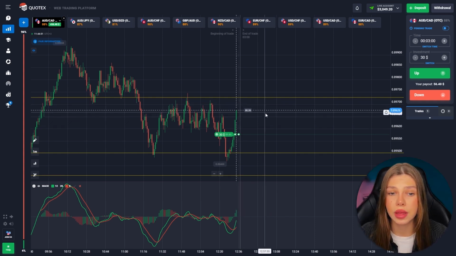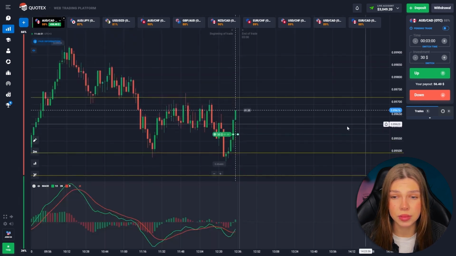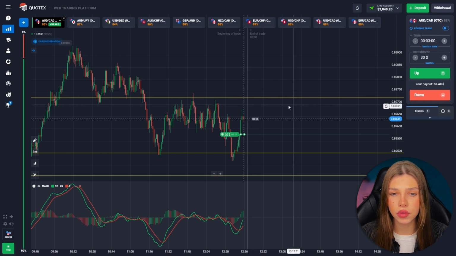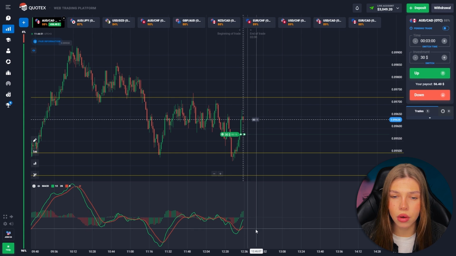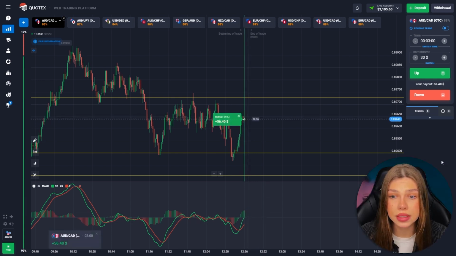Time is coming to an end, but we have a good momentum, so the trade is likely to close profitably here. If the price comes to the upper boundary and the indicator has the moving average crossover at the bottom, we can open the deal on the downside. So the trade is closed again in profit.